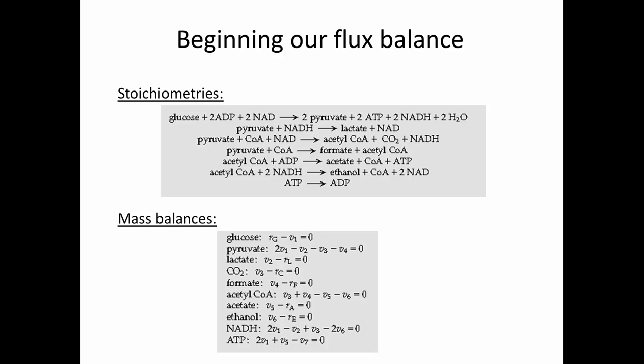So we begin our flux balance by writing down our stoichiometries. So we go from glucose all the way through lactate, acetyl-CoA, formate, acetate, and ethanol. We also include an ATP to ADP balance. We write down our mass balances with our rates for all of the different compounds that are involved: glucose, pyruvate, lactate, carbon dioxide, formate, acetyl-CoA, acetate, ethanol, etc.